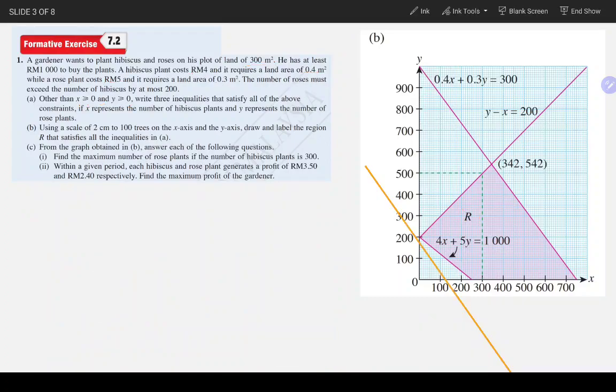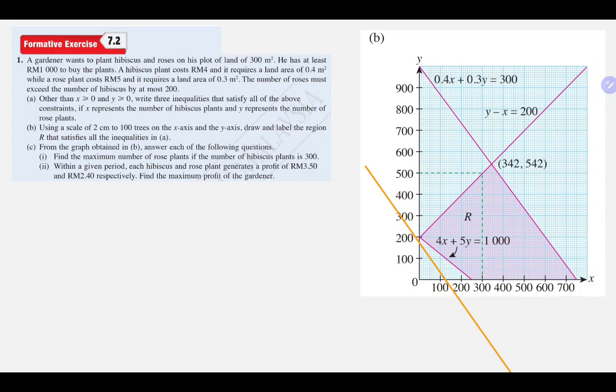And we go for C. From the graph obtained in B, answer each of the following questions. Number 1. Find the maximum number of rose plants if the number of hibiscus plants is 300. So this is direct. We just need to find the maximum number of y when the x is 300. Alright, so we'll see. When the x is 300, then we get a range of y here, which is from 0 up to a maximum of 500. So the maximum y is 500.